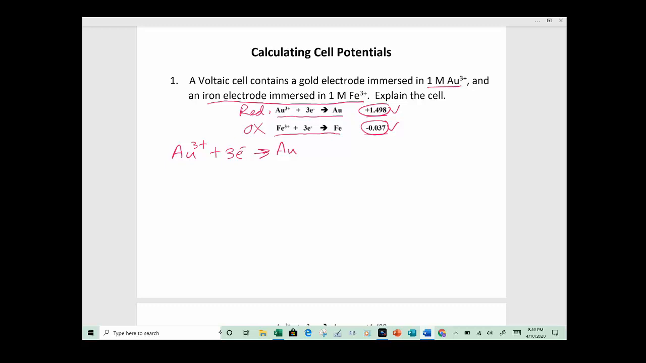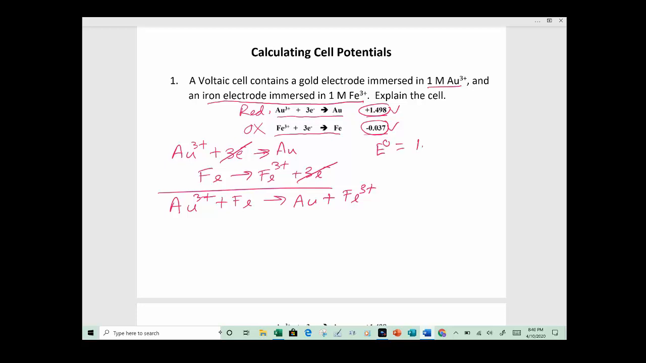just as it's given, but we reverse the iron reaction, so we get iron going to Fe 3 plus plus 3 electrons. That's an oxidation. We add those up. We have 3 electrons gained and 3 lost. They cancel. So our overall reaction is this. And our cell potential is going to be high minus low. Minus a minus 0.037.